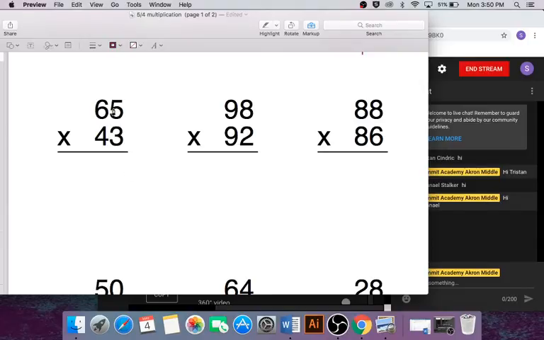Our next one, we have 65 times 43. 3 times 5 is 15. So we're going to put down the 5, carry the 1. 3 times 6 is 18, plus 1 is 19.